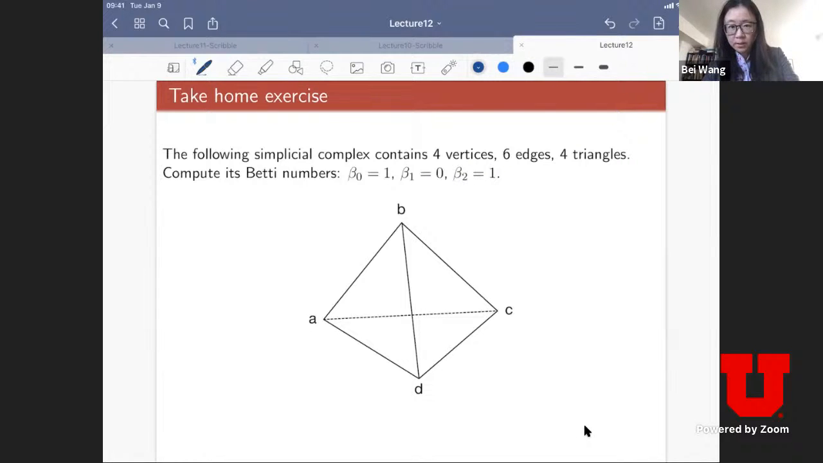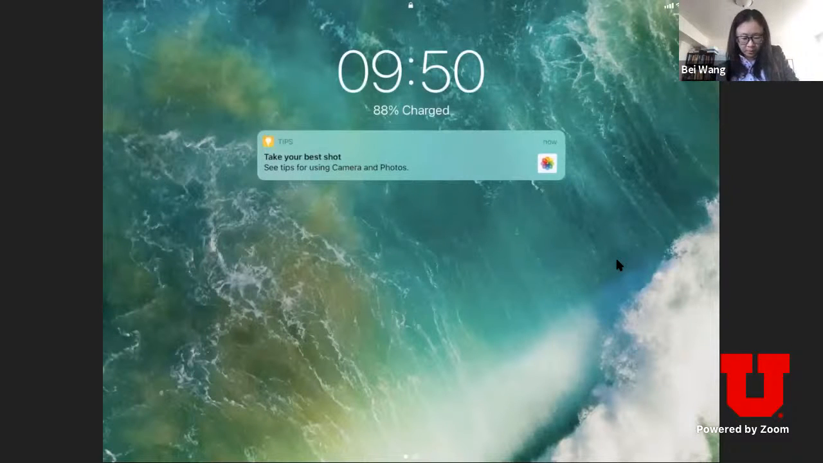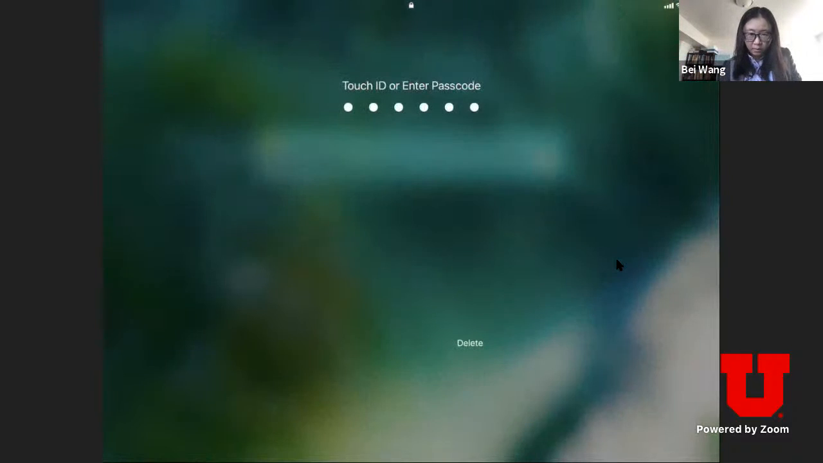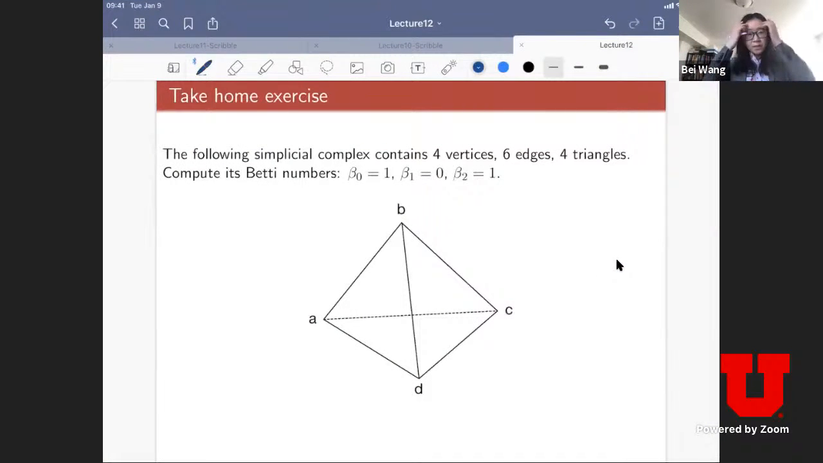All right, let's get back to this. Okay, so let's do this together for this example. This is a space that is basically the surface of a tetrahedron. So we know, without computing it, that there's one component, no loop, and one void because it's a surface of a tetrahedron. So it has all the triangles, but it doesn't have the tetrahedron in the middle.